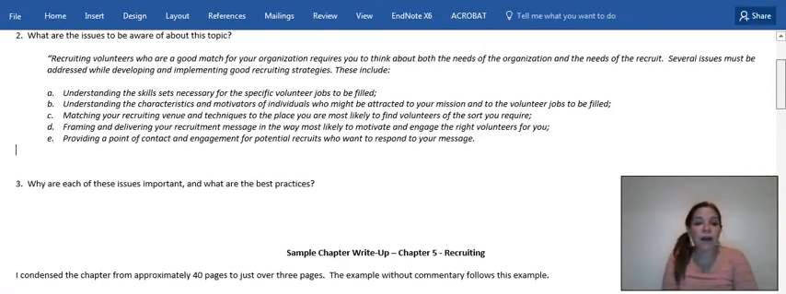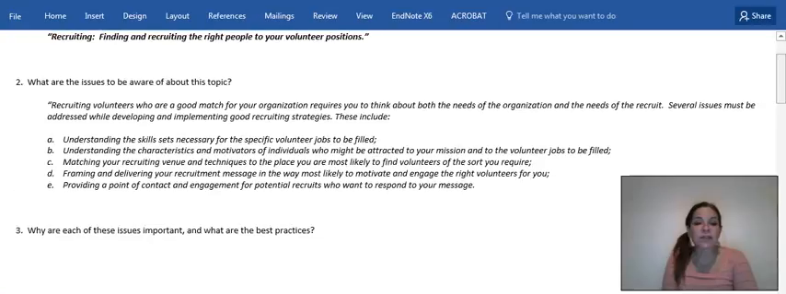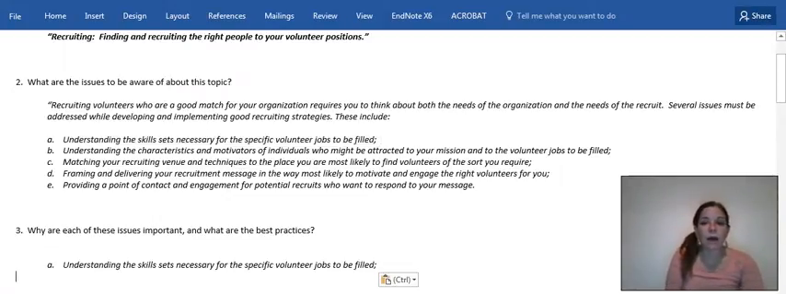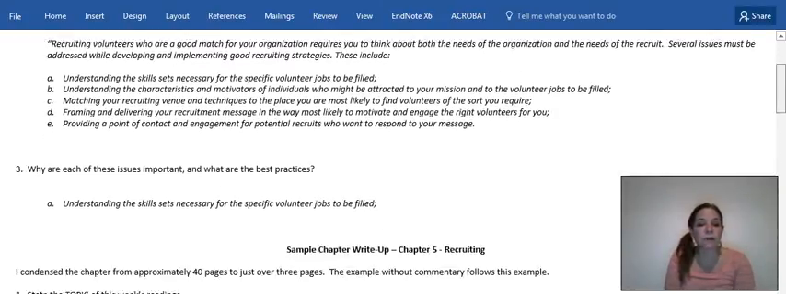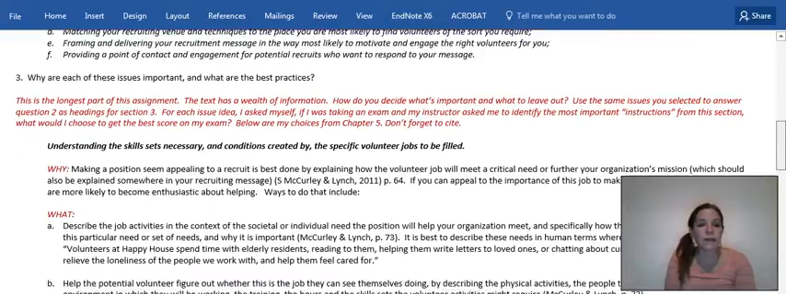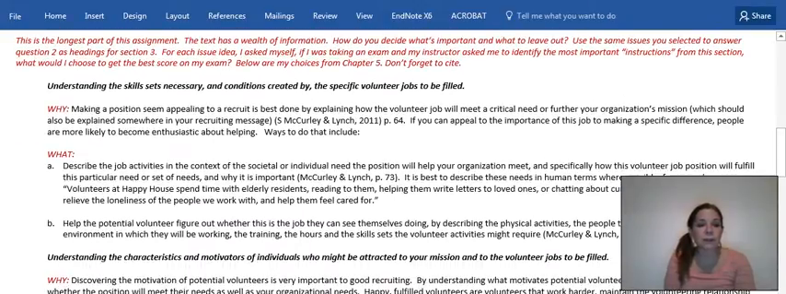Okay, here's thing 5. Why are each of these issues important and what is the best practice? All right, so what you're going to do basically is you're going to take each of these things. So let's just copy this. I'm going to take this and I'm going to put it right down here. Now, I'm going to go back into the book and I'm going to find what they said about all this stuff. Now, it turns out that I've already done this. So let me just pick this up.